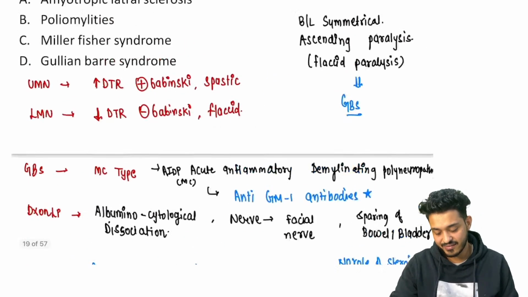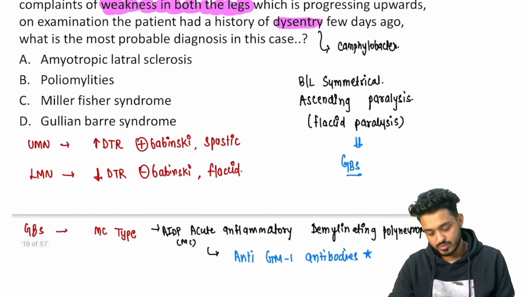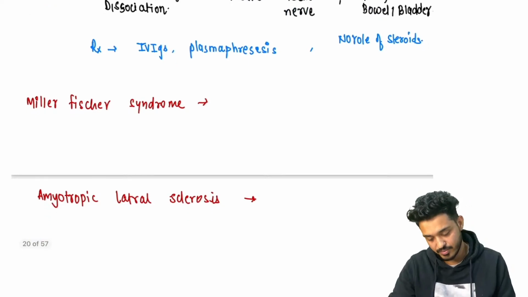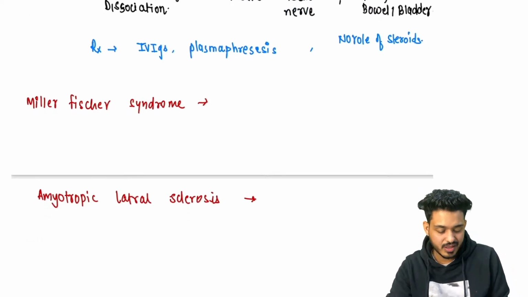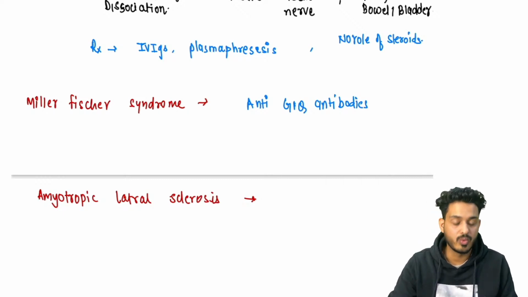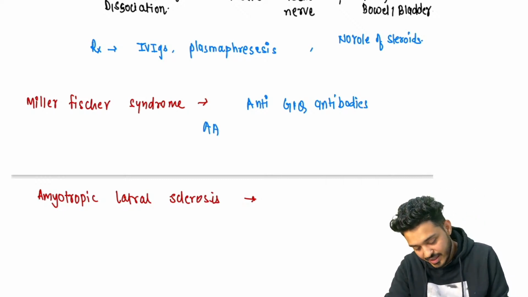Next syndrome that we are having. So you understand what is Guillain-Barré. Now we will be discussing this Miller-Fisher syndrome. What is Miller-Fisher syndrome? Which antibody is present here? Here you will have anti-GQ1b antibodies. Remember this, anti-GQ1b antibodies. And it has a triad, which is called AAO, right? That is going to be AAO.